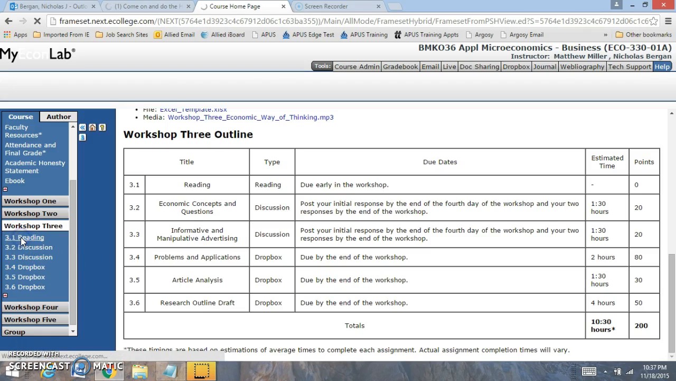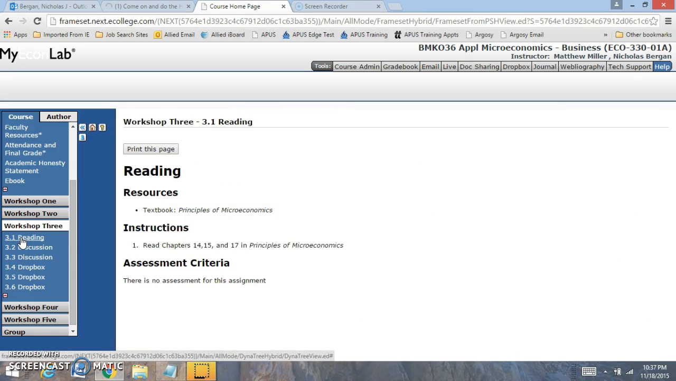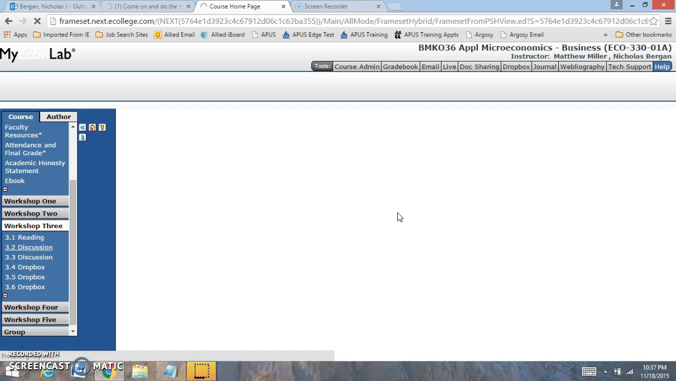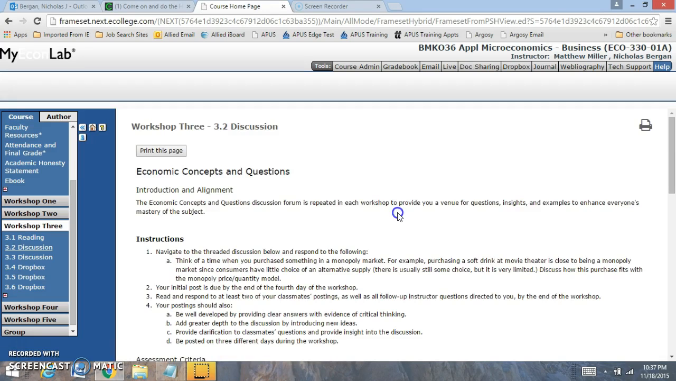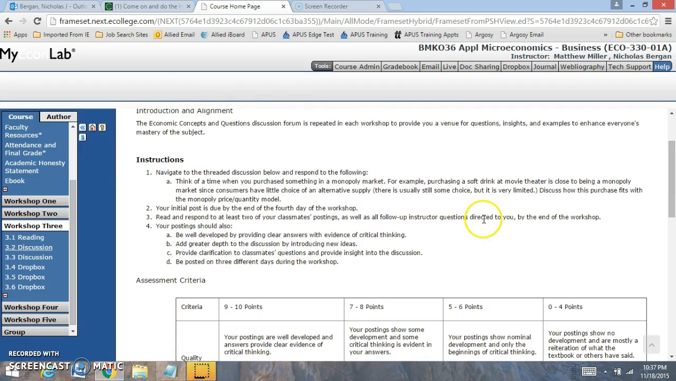So for the readings for this week, it's going to be chapters 14, 15, and 17, which is going to be a review of the market structures. For the discussion board, 3.2, you're going to be looking at the following.